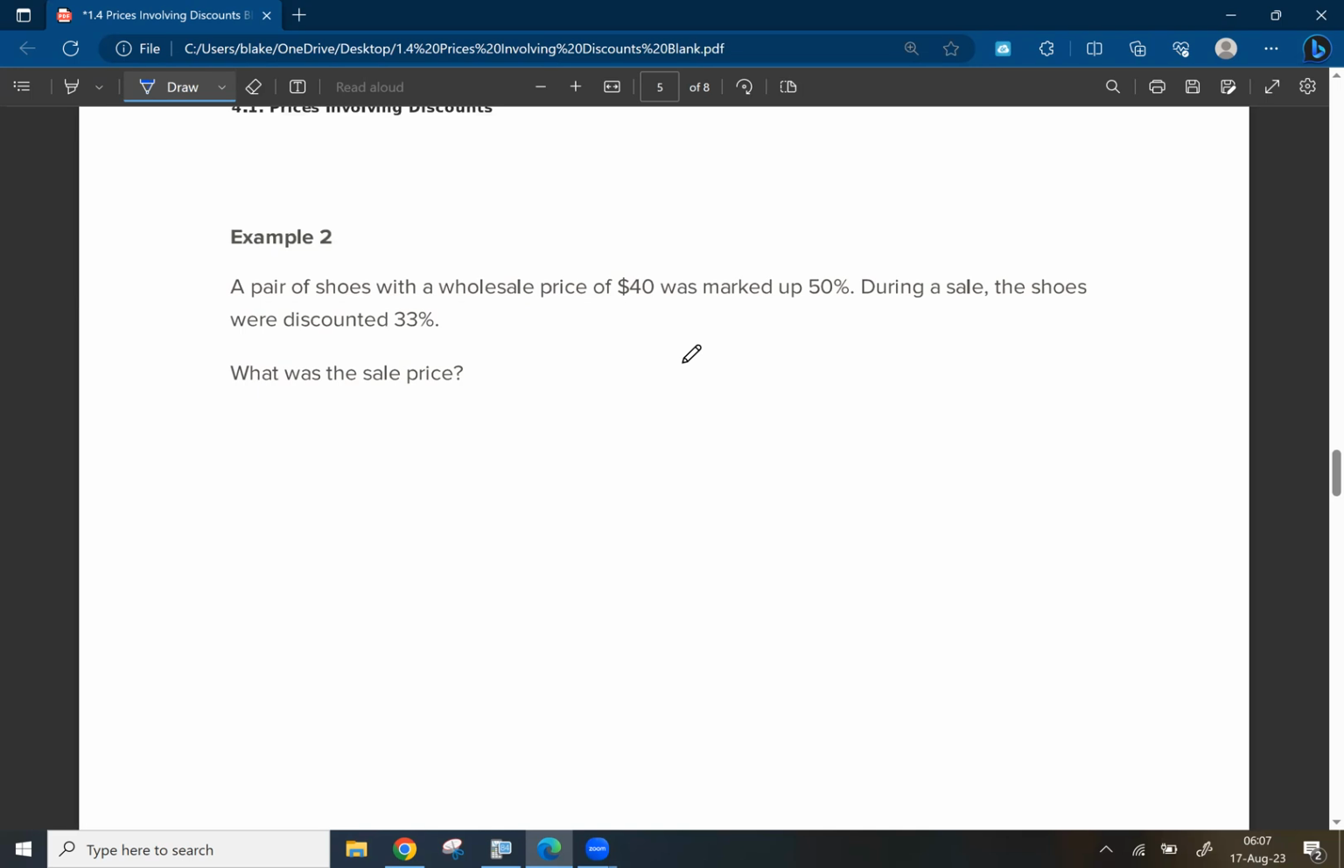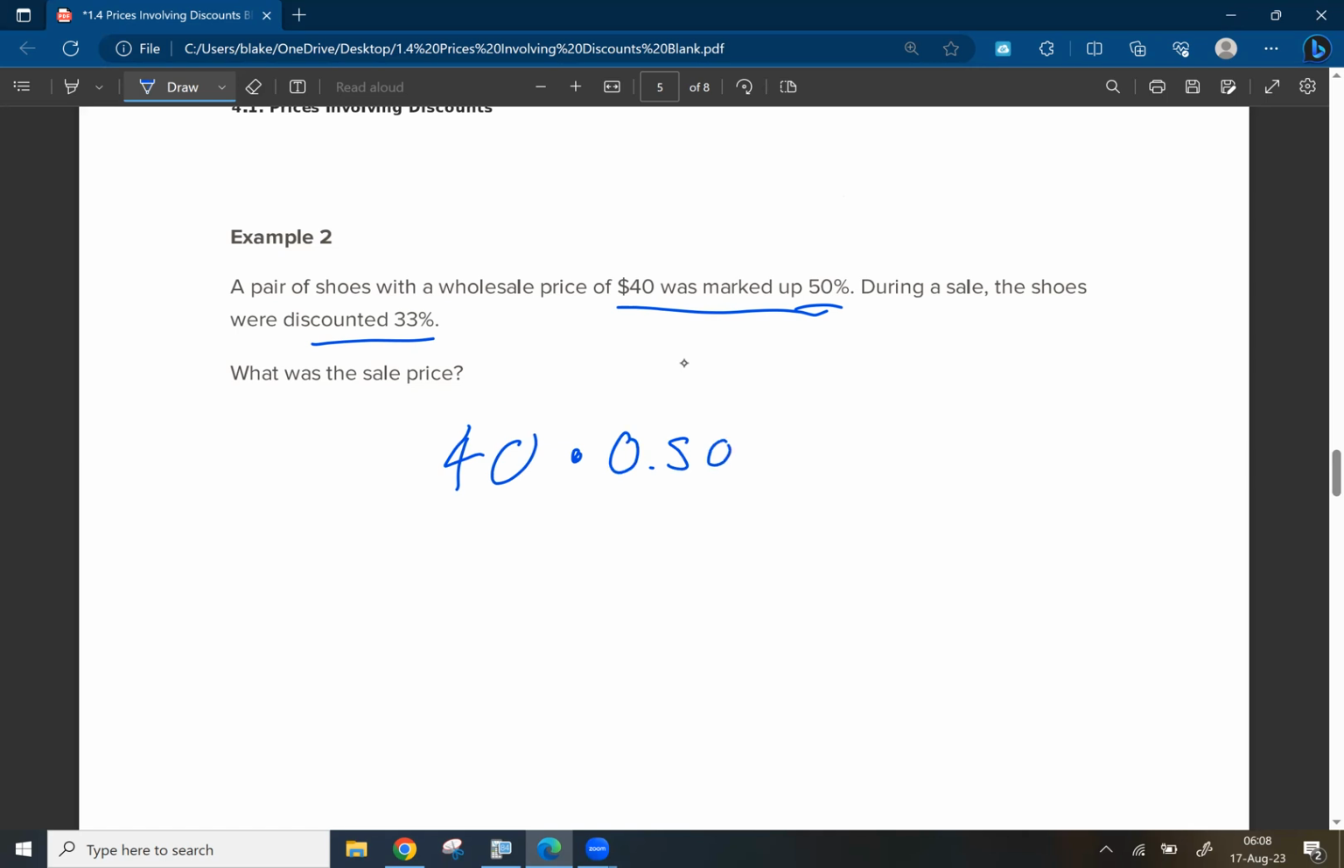All right, and then a few more examples to round it out. A pair of shoes with a wholesale price of $40 was marked up by 50%. During a sale, the shoes are discounted at 33%. So this one's kind of doubled up. We're going to mark up the price 50% first, and then we're going to put it on sale or discount at 33%. So we have $40, and remember, it marked up 50%.